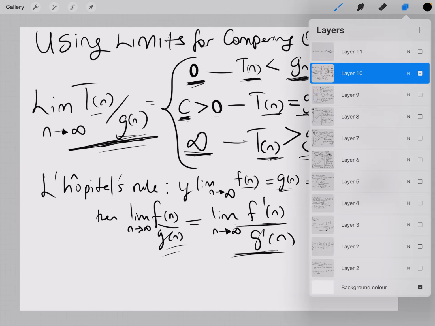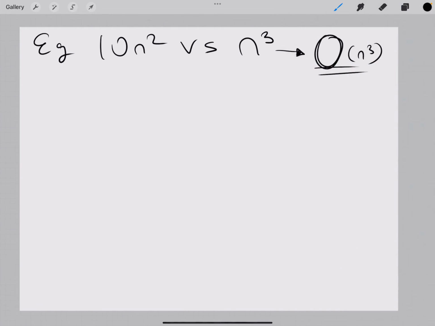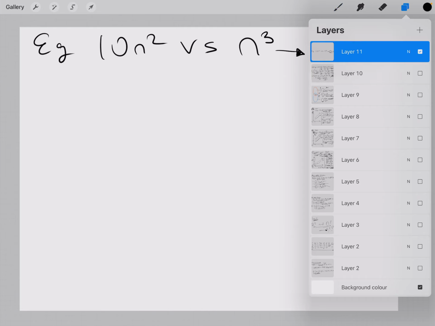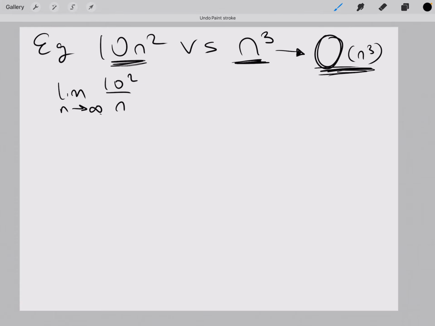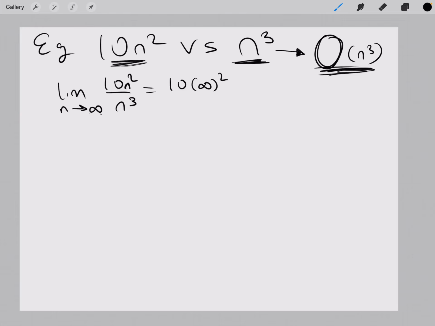Using an example, let's say we were given these functions. Since 10n squared is put together with n cubed, we can say that 10n squared is a member of the big O of n cubed. But let's use limits to deal with that. We have the limit as n tends to infinity of 10n squared divided by n cubed. Let's put in the value of infinity first. We have 10 times infinity squared divided by infinity cubed. This is going to be indeterminate, and we do not want this.